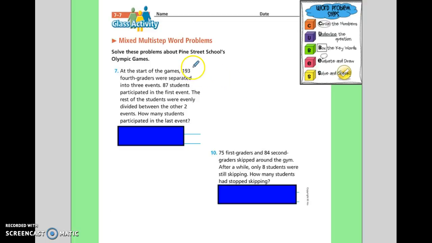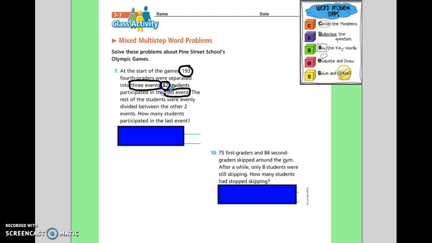So again, first I circle my numbers. I know that there are 193 4th graders. I know they were separated into 3 different events. I'm gonna actually box that because I think that's important information. There's 3 different events. And 87 students participated in the first event.